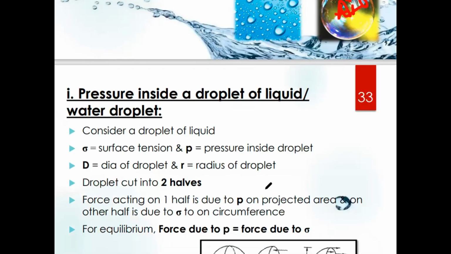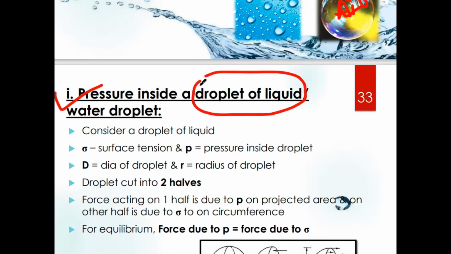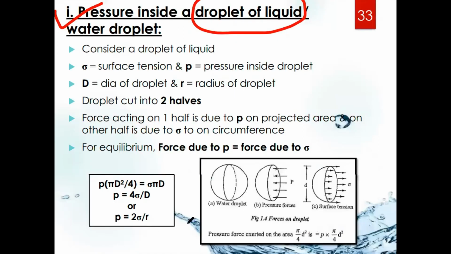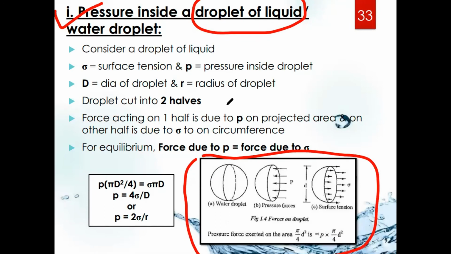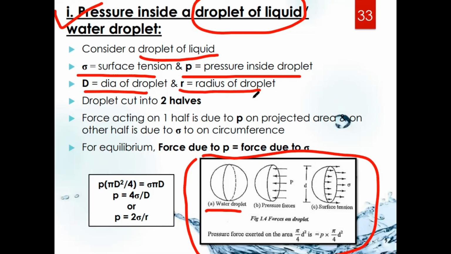So what is the pressure inside a water droplet, or a droplet of liquid? For that you can see the figure. Whatever you are seeing in the figure here, we have considered a liquid droplet, where sigma is the surface tension, P is the pressure inside the droplet, that is the intensity of pressure, D is the diameter of the droplet, and R represents the radius of the droplet.